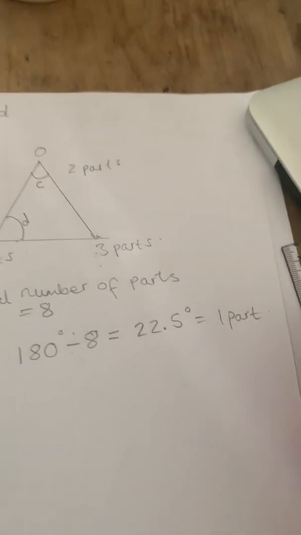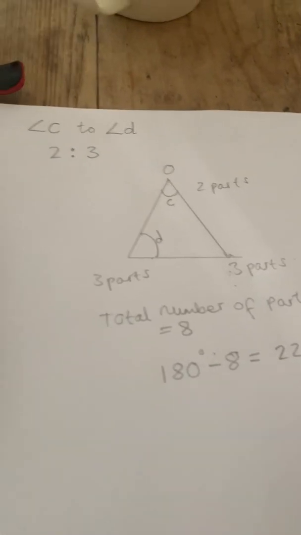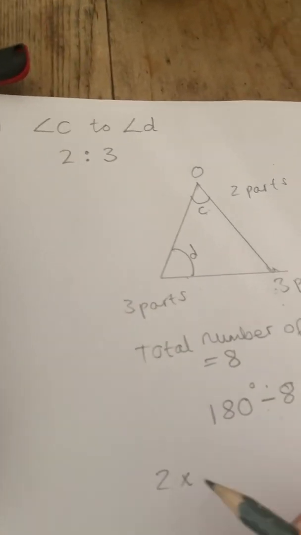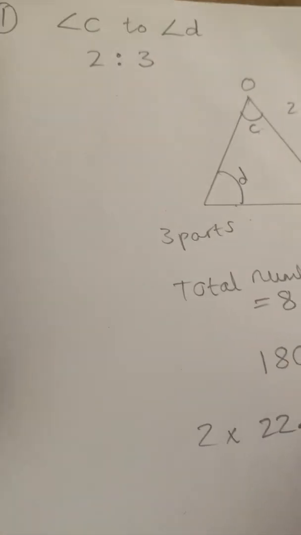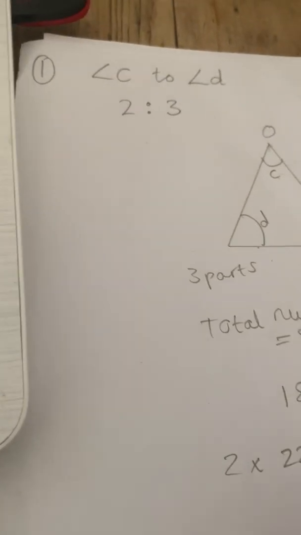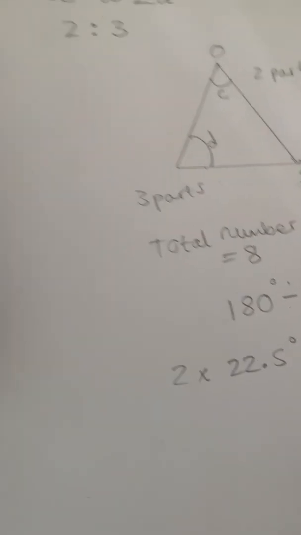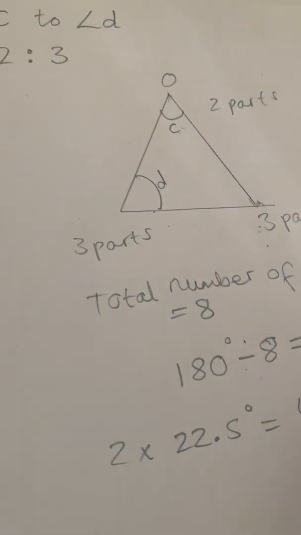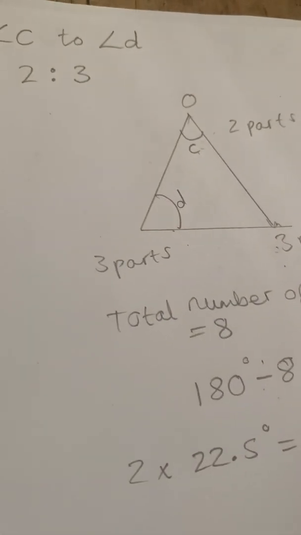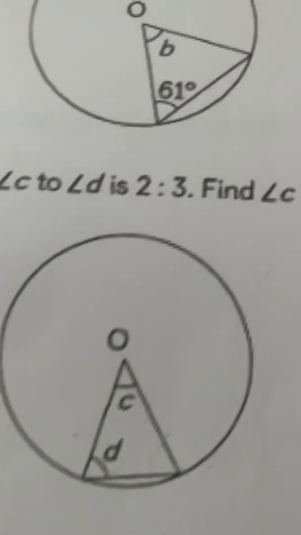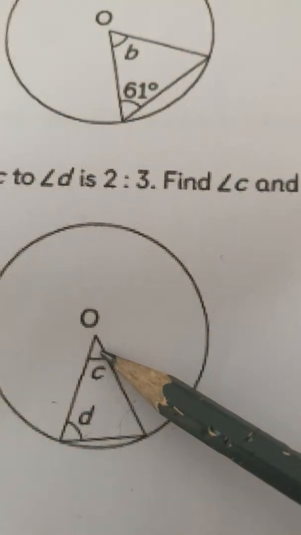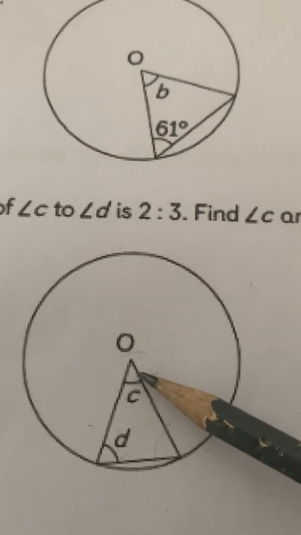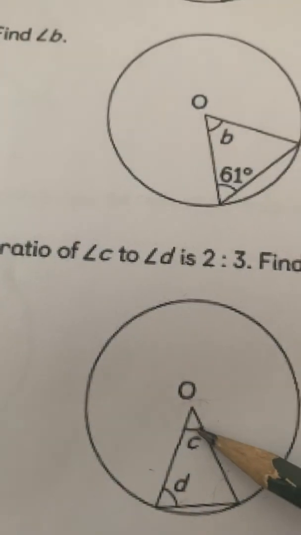Now, recapping from what we were doing before, we now know that angle C is 2 parts. So we're going to have to say 2 times 22.5 degrees, and that is going to tell us what C equals. Okay, so 2 times 22.5, you've got it, it's 45 degrees, and that tells us what angle C is equal to. And that's correct. We can see that looks accurate because it's definitely an acute angle. It's less than 90 degrees. Half of 90 is 45.